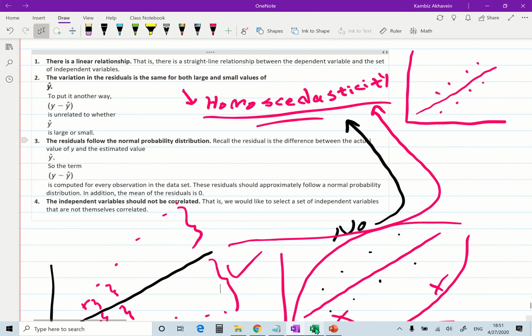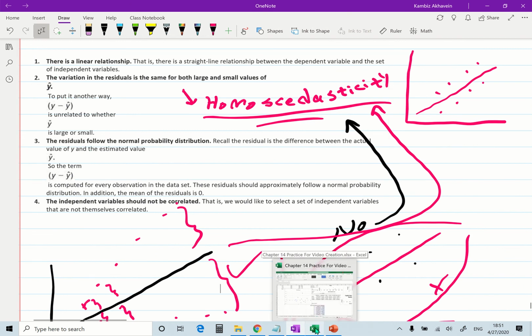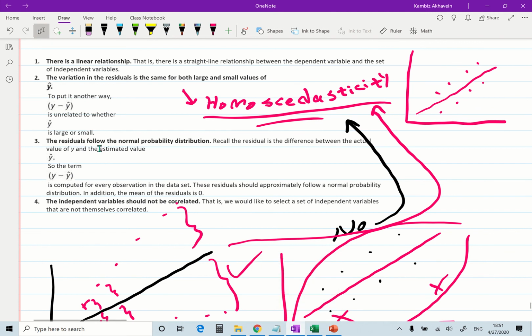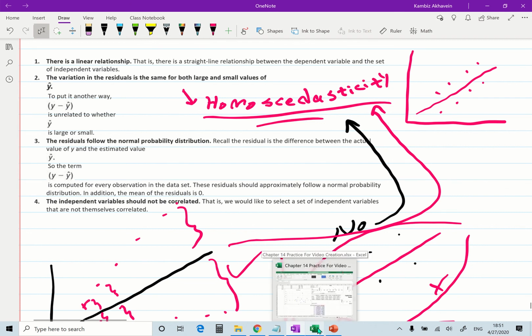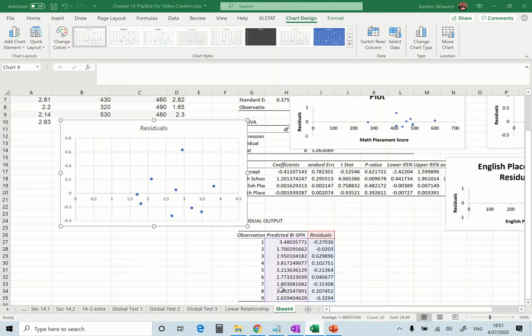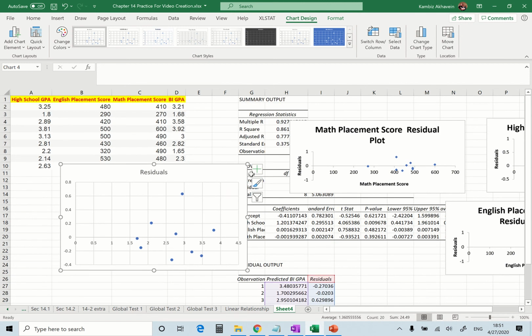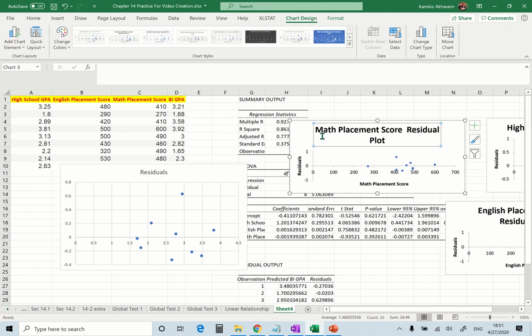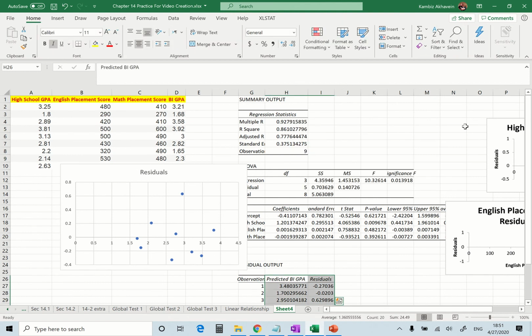Number 3 is also fairly easy. How do I do number 3? Number 3 says the residuals follow the normal probability distribution. So I could either take these numbers, the residuals, and make a histogram from it to see if I can make a frequency distribution or a histogram that shows normal, or this is what I could do.